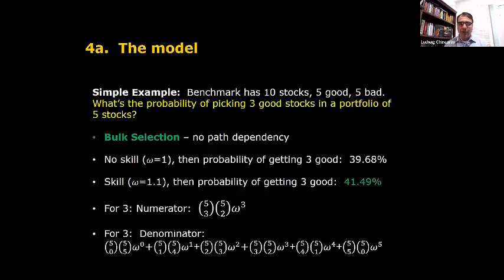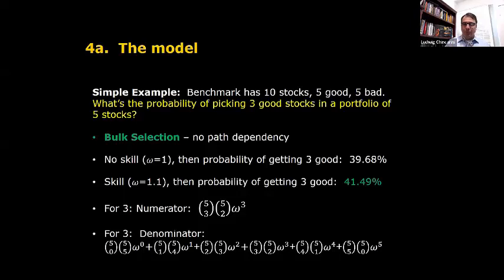In the bulk selection method, where they pick a big bunch of stocks at once, if they have no skill, the probability of getting 3 good stocks would be 39.68%. This just comes from the distribution. What about if they have skill? With omega 1.1, which we gave you an example of, the probability of getting 3 good would be 41.49%, and naturally that's going to be higher. Okay?